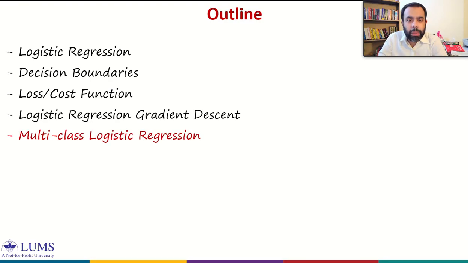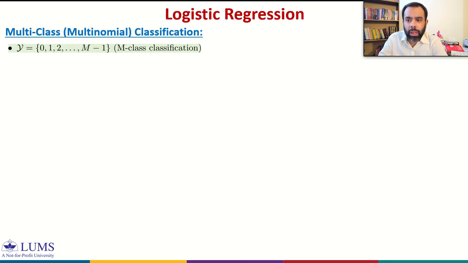We will continue our discussion on logistic regression. So far, we had been using logistic regression for binary classification. In this video, we will extend the concept and define multi-class logistic regression to handle multi-class classification, or what we call multinomial classification. In multi-class classification, y can take any values from 0 to m minus 1. So in total, we have m classes.